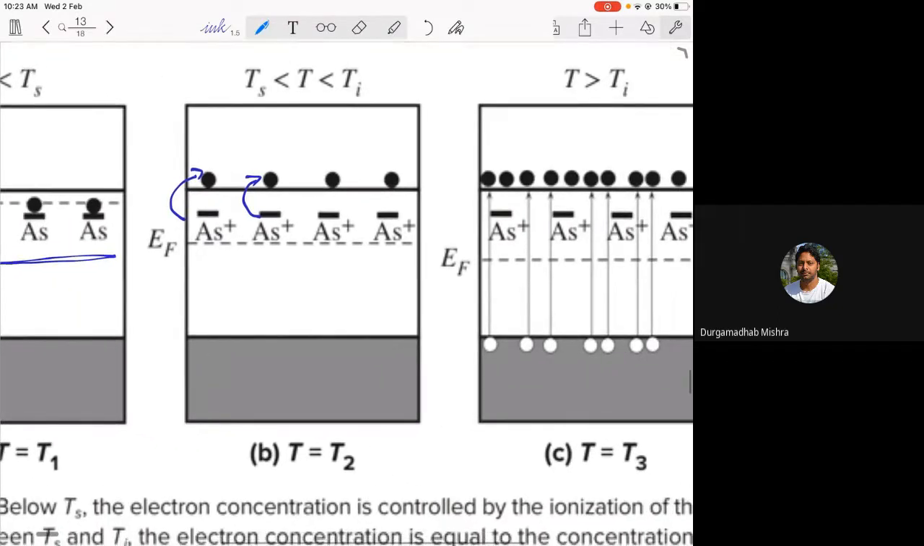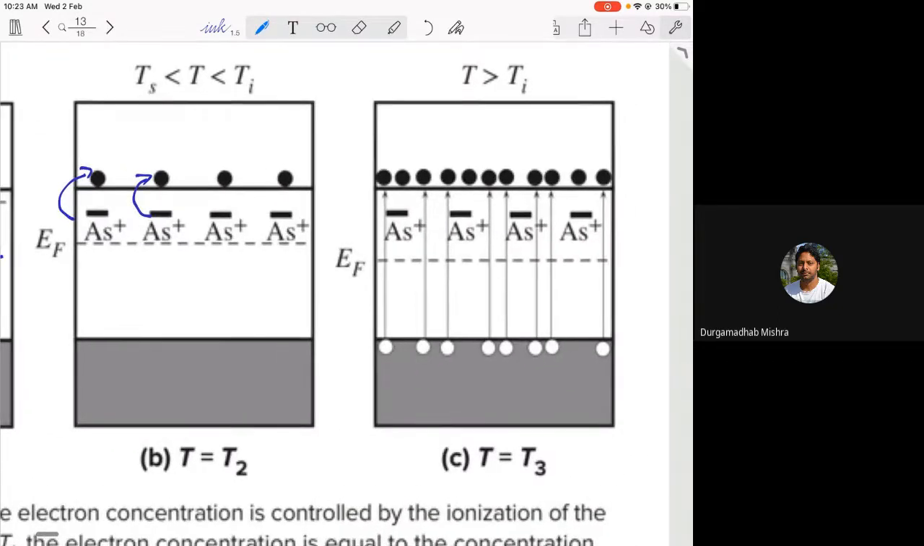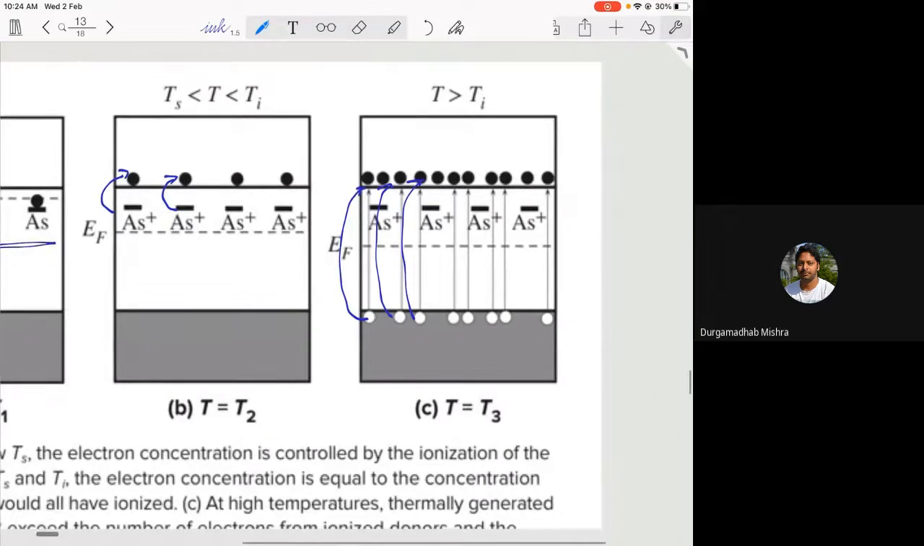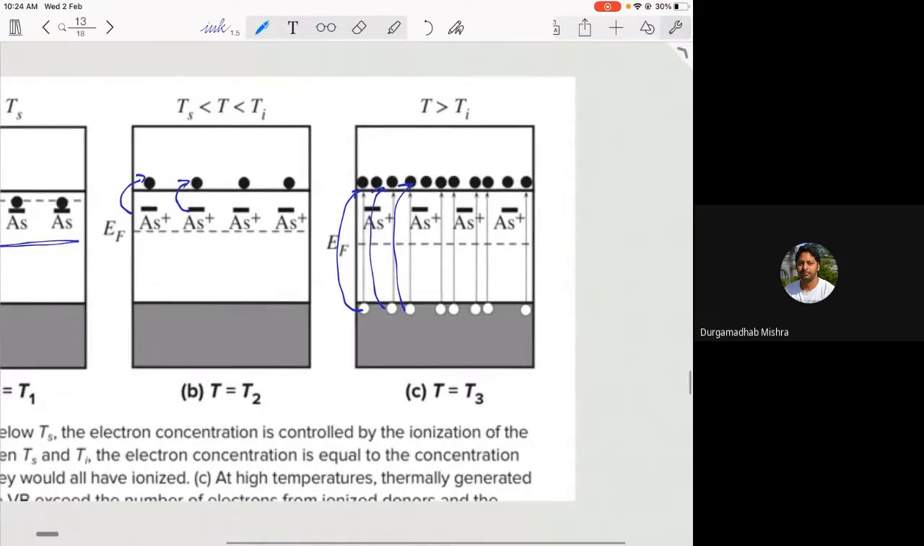Now, if the temperature is too high, when the temperature is greater than Ti, electrons jump from the valence band to the conduction band, and therefore it behaves more like an intrinsic semiconductor. In that case, the doping doesn't matter anymore, or the conductivity is not determined by how many dopants you have.